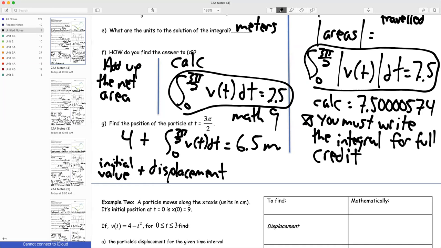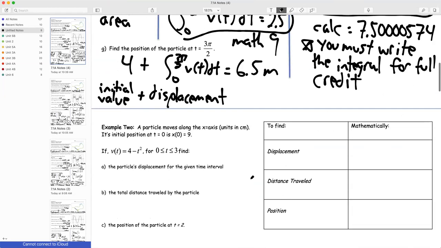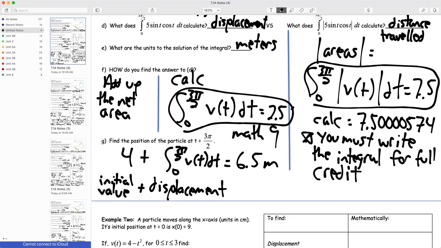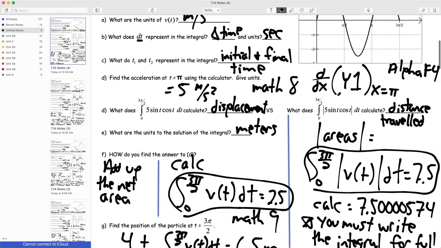All right. Page 2. Here we go. Example 2. Yes, so what's the absolute value one? Like if that one's displacement, so what's that one? That is total distance traveled. Okay, let me go back.